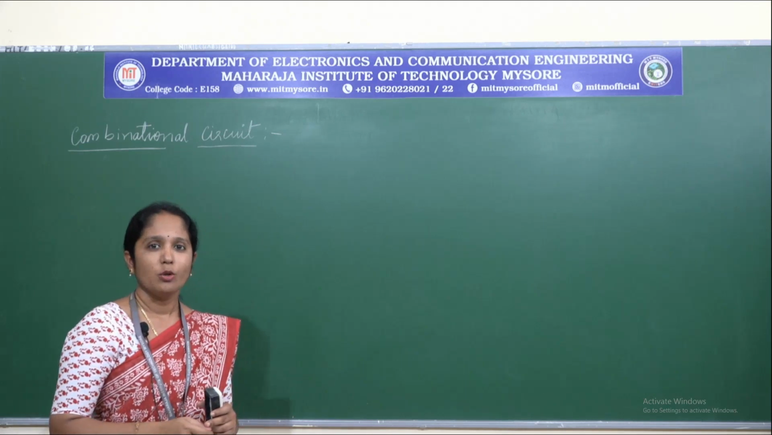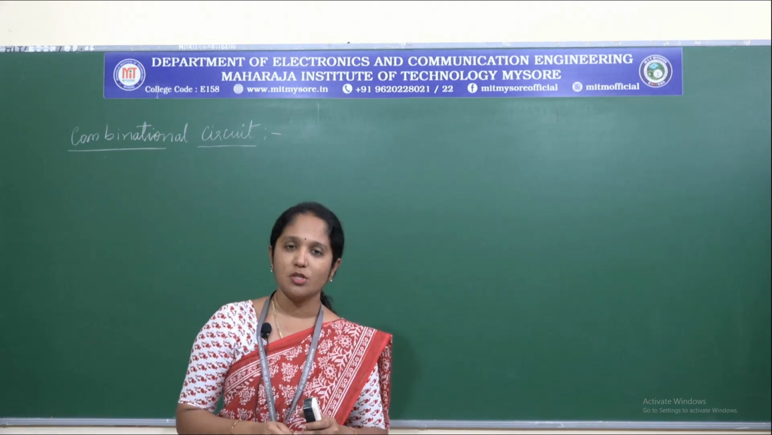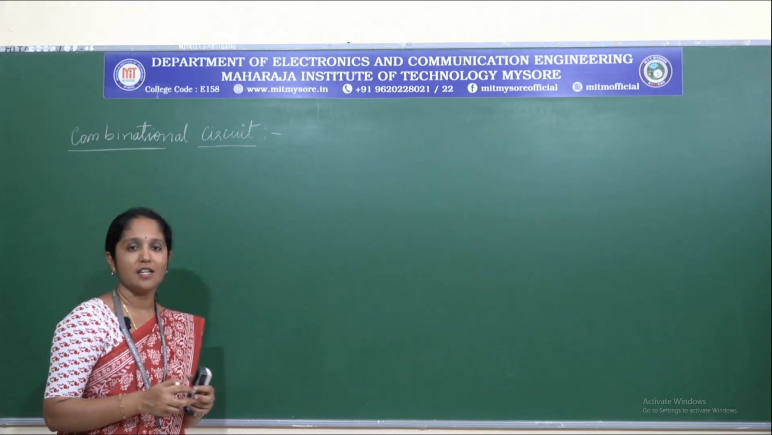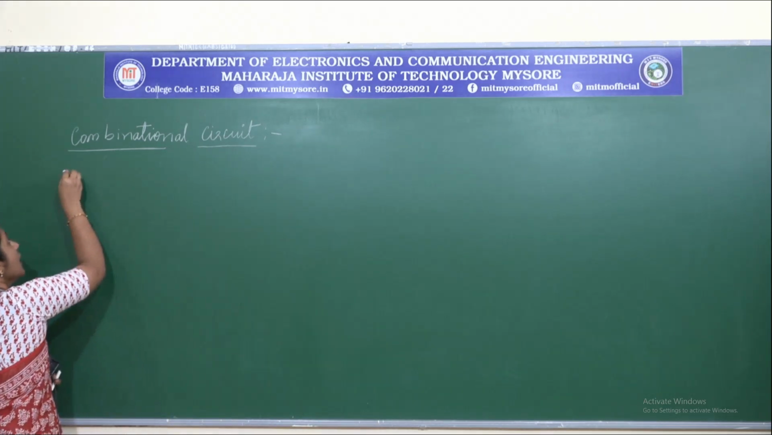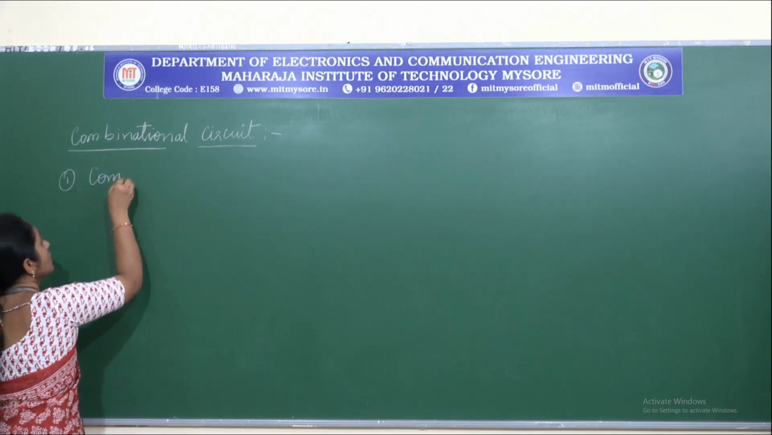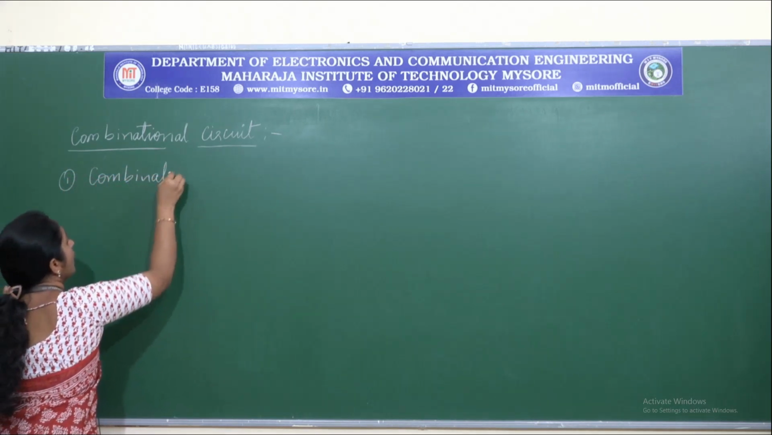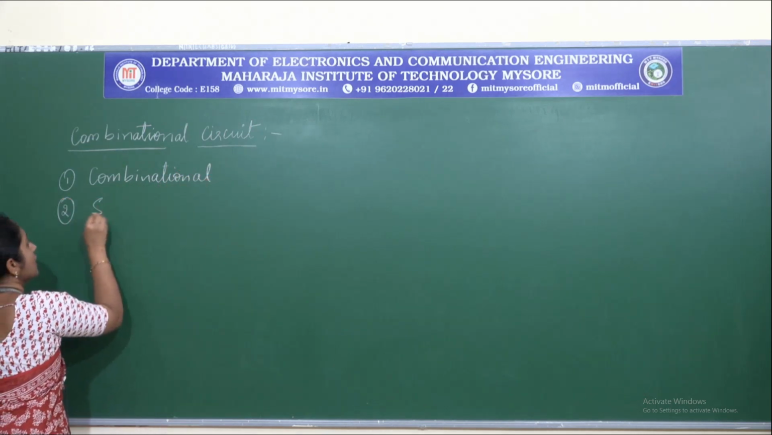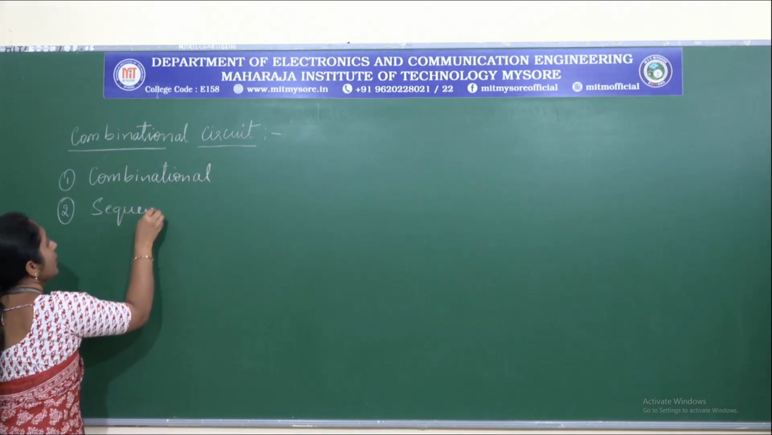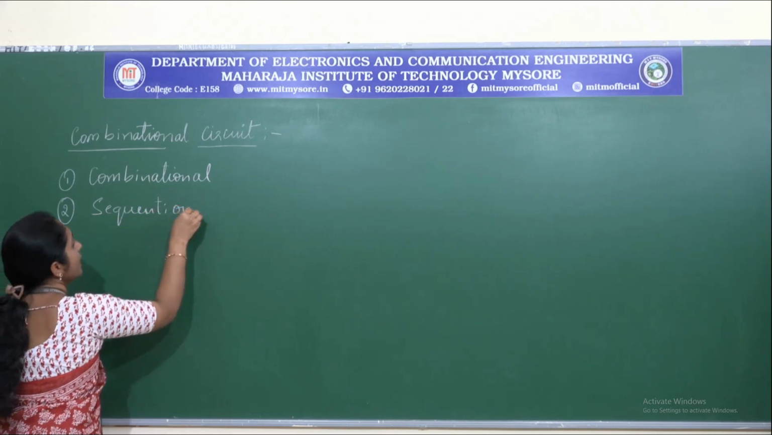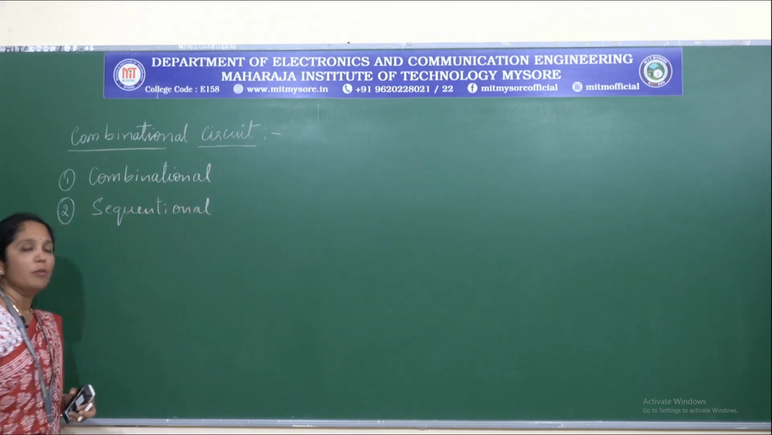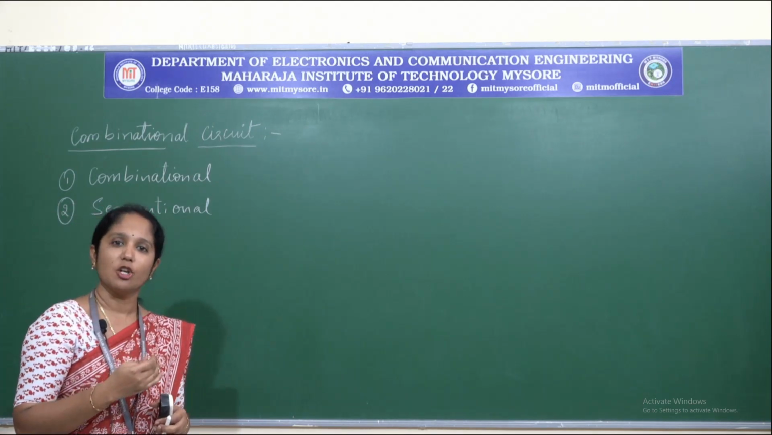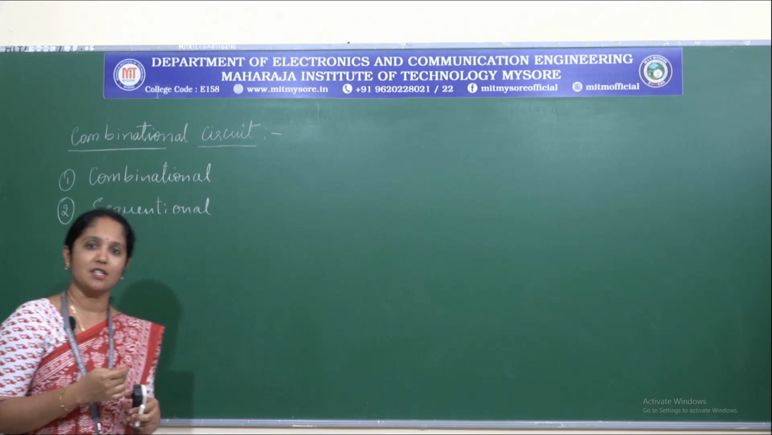Yes, so if we consider digital circuits, logic circuits, we have two types of main categories. The first one is combinational circuit and the second one is sequential circuit. All the logic circuits can be classified either as combinational circuit or sequential circuits. Let us understand the definition of combinational circuit and sequential circuit.